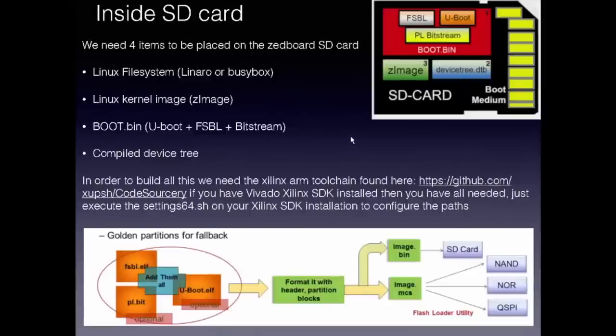Here is what you have inside your SD card. Basically, in the boot.bin, you have the FSBL, the first stage bootloader, U-Boot, and the PL bitstream. You have the kernel image and the device tree. Again, guys, I'm going to make this presentation available so you can just read it and do all the things at your own pace.